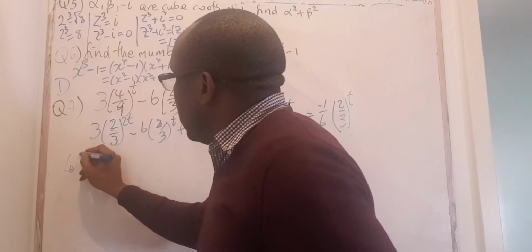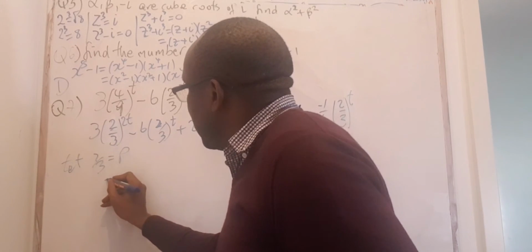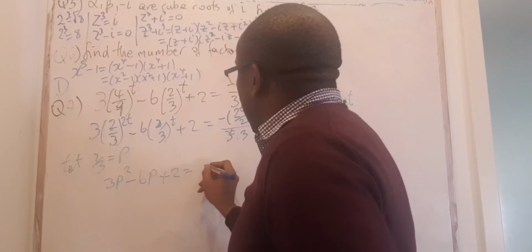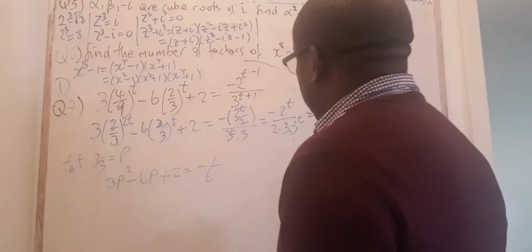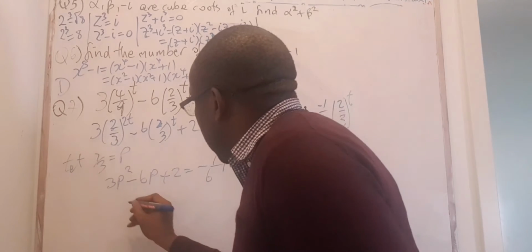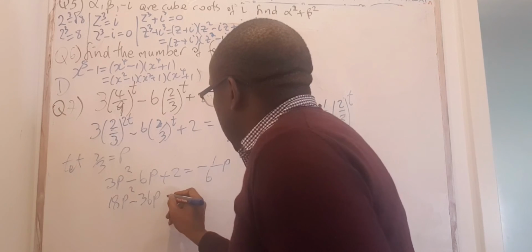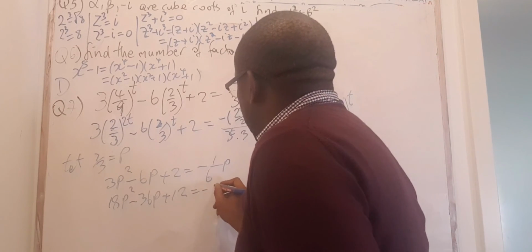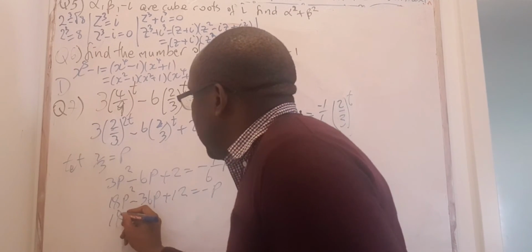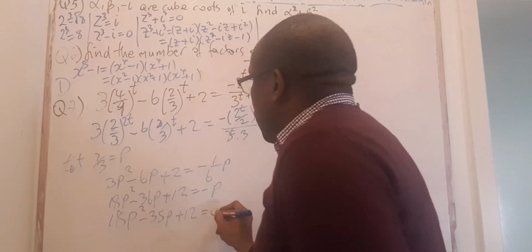So I can say let 2 on 3 be equal to p. Then this equation will be nice. It will be 3p squared minus 6p plus 2 is equal to minus 1 all over 6p. I can multiply all through by 6 to make it look nice. Then I'm going to get 18p squared minus 36p plus 12 is equal to minus p. If I take p to that side to make it neat, I have 18p squared minus 35p plus 12 is equal to 0.